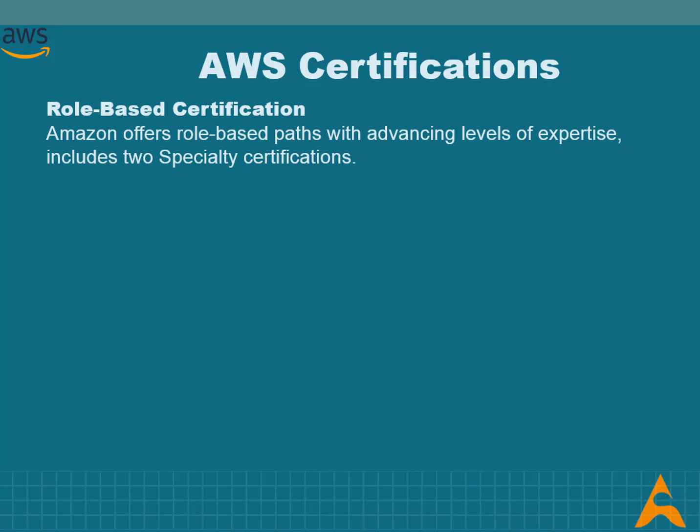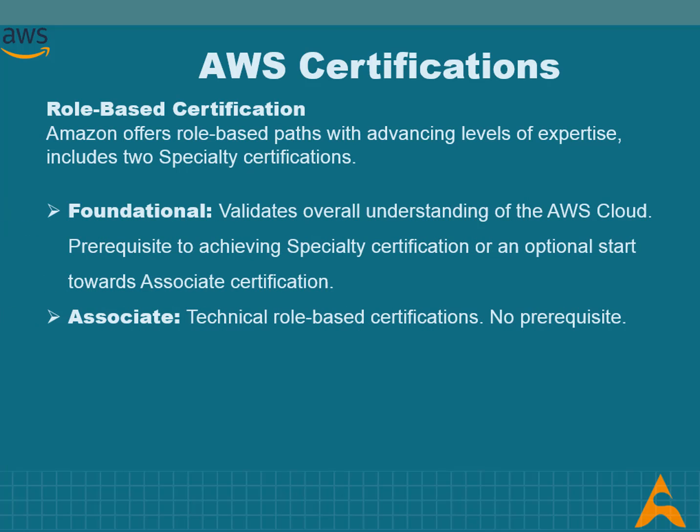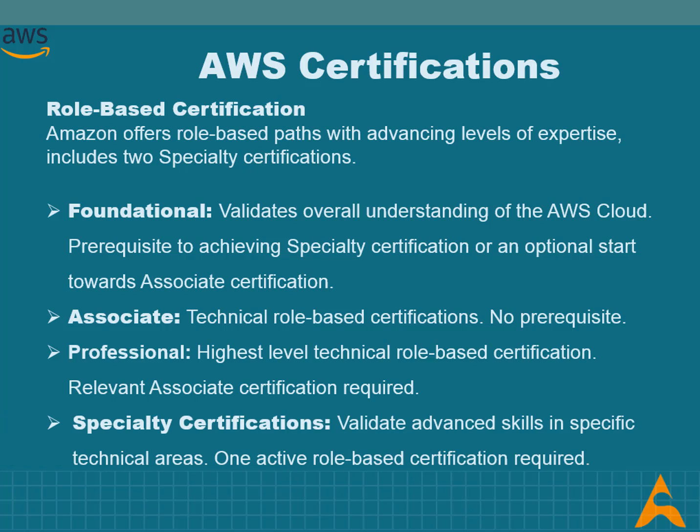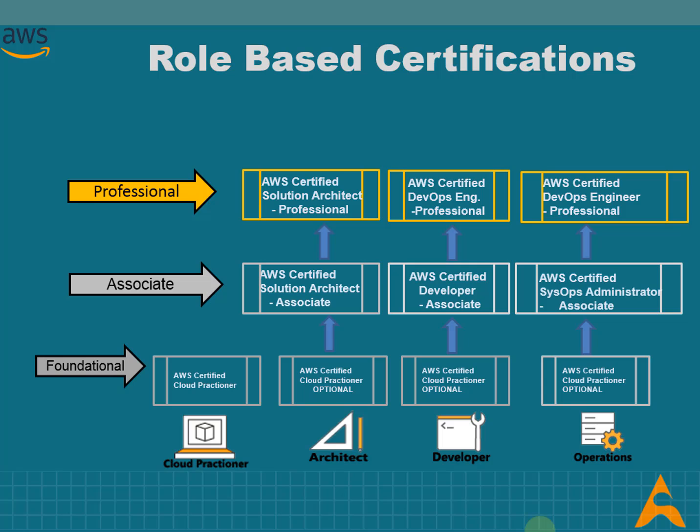Amazon offers 4 role-based paths with advanced levels of expertise, including 2 specialty certifications. Foundational certificates basically validate your understanding of the AWS Cloud, and these are optional certificates. The AWS Certified Cloud Practitioner examination is intended for individuals who have the knowledge and skills necessary to effectively demonstrate an overall understanding of the AWS Cloud. It is independent of specific technical roles addressed by other AWS certifications, for example, Solution Architect Associate, Developer Associate, or SysOps Administrator Associate.